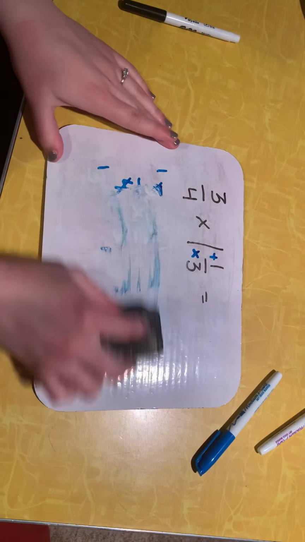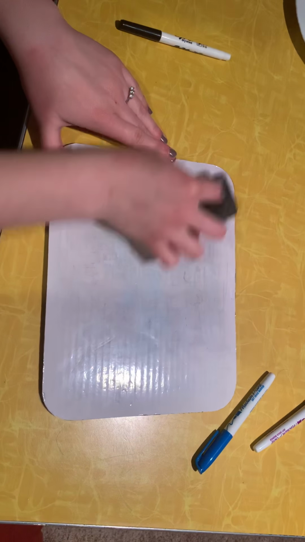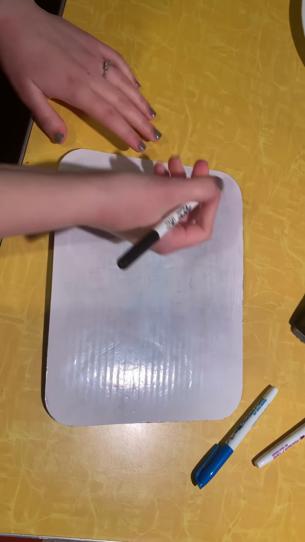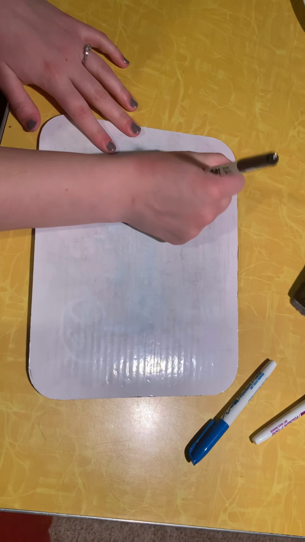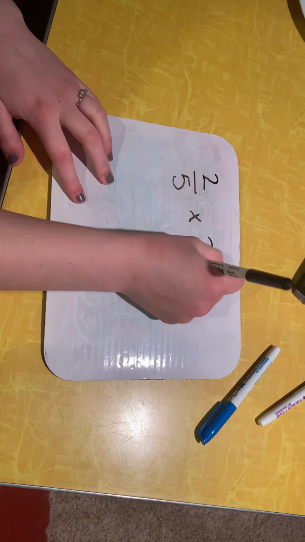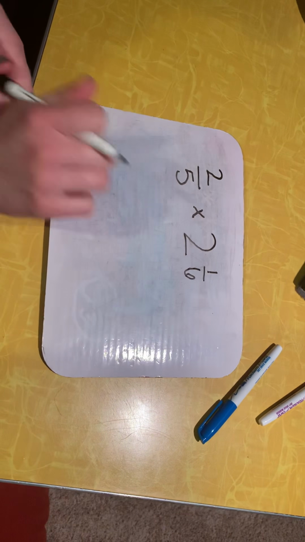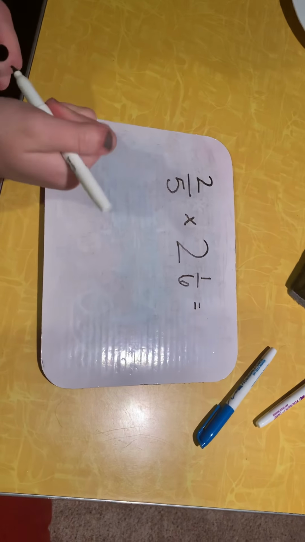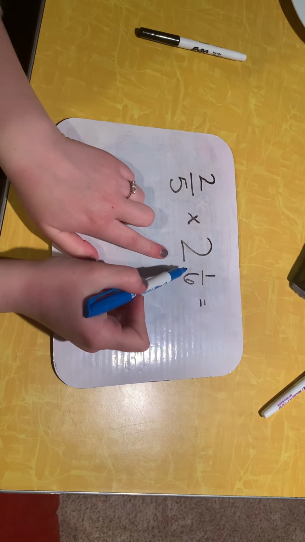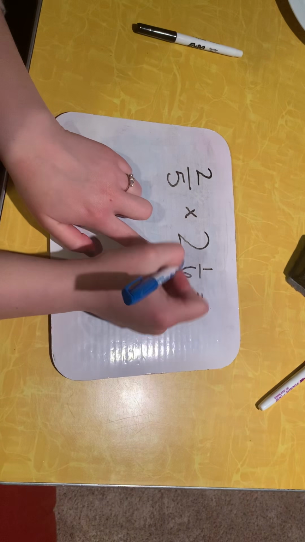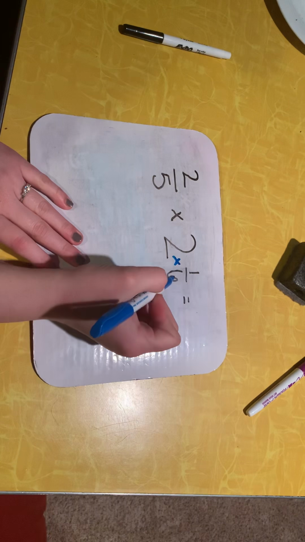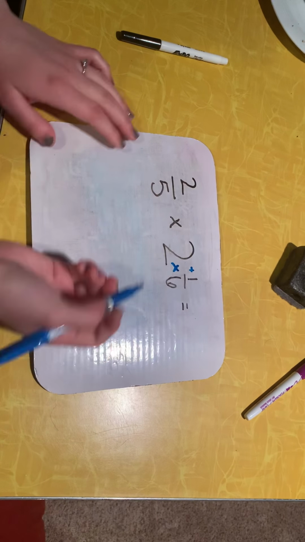Okay, we're going to do one more example here. Hopefully this is making sense. Again, it's not too tricky. Our last example is going to be 2/5 times 2 and 1/6, excuse me. So again, we need to change that mixed number. Our first step is to change that mixed number into an improper fraction. So 6 times 2 is going to be 12, plus 1 is 13.